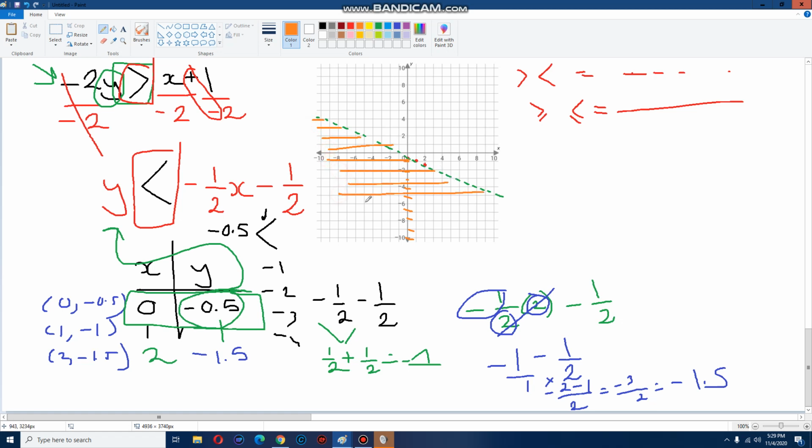And there you go, ladies and gentlemen. This is how you do it. Straightforward, simple manipulation, a simple little change here and there, but the technique still remains the same. And there we go. That is how you plot an inequality.